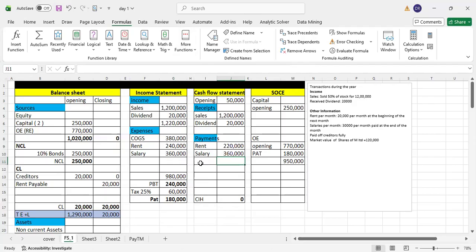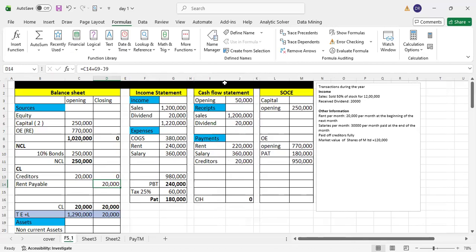Paid off creditors. During this period, the company paid off creditors. This is a payment, not an expense. And the payment is 20,000, which leads to reduction in the liability. In the process, we are also able to see that every payment is not an expense. This payment is a reduction of liability. Payment towards rent and salaries are towards expenses.